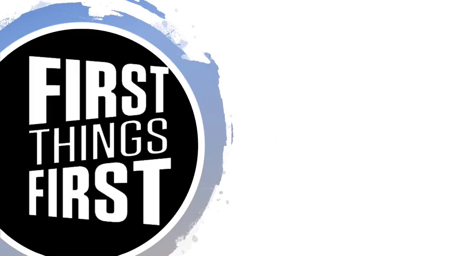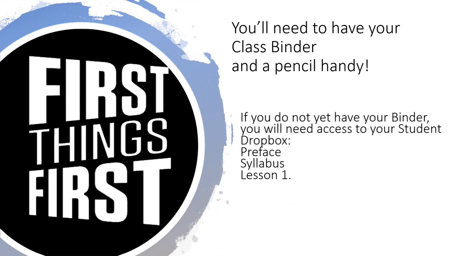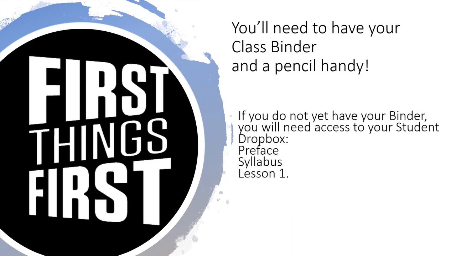All right, so first things first, you're going to need to have your class binder and a pencil handy. Now, if you do not yet have your binder, you will need to access your student Dropbox. And again, if you aren't sure how to do that, that will be discussed in the Grill and Chill. Plus, you can also go to our website, go to all the links, enter this year's password, and it will take you where you need to go. You're going to need access to your preface section of your binder, the syllabus section of your binder, as well as lesson 1.